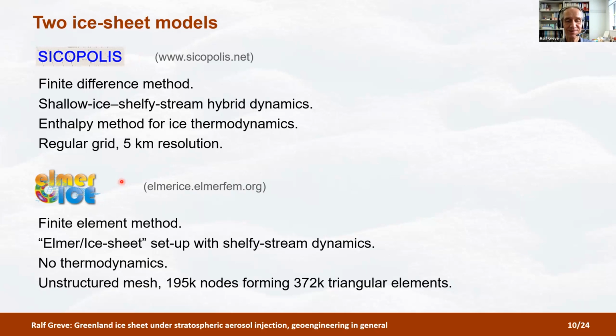Elma ice, by contrast, uses a finite element method, which goes along with an unstructured mesh. So the point is it has a higher resolution near the margin in the outlet glaciers and a lower resolution in the interior, while Psychopolis employs a constant 5 kilometer resolution everywhere. We used the so-called Elma ice sheet setup for this study, which employs shelfy stream dynamics and no thermodynamics.